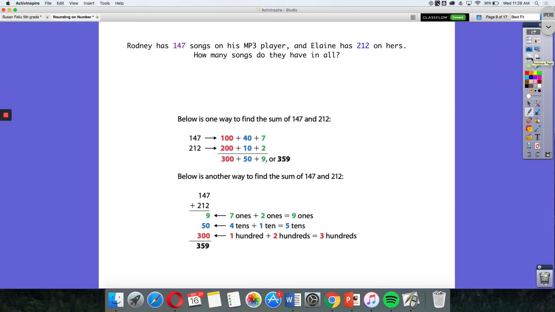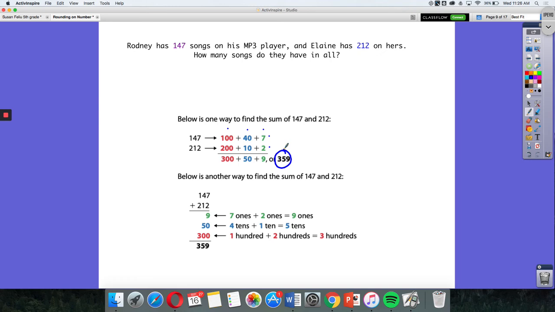Another way we can do that is to break our numbers, what we would call the standard algorithm, into expanded form here and add up and down like we're sometimes used to seeing. So we have 147, again broken up here, 212, and then when they're added together, if we add our ones, add our tens, and then add our hundreds, we get 359.